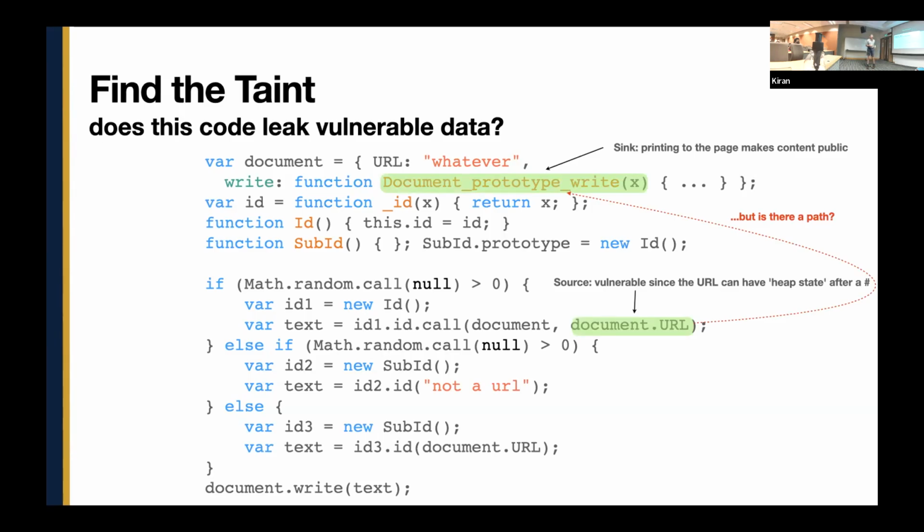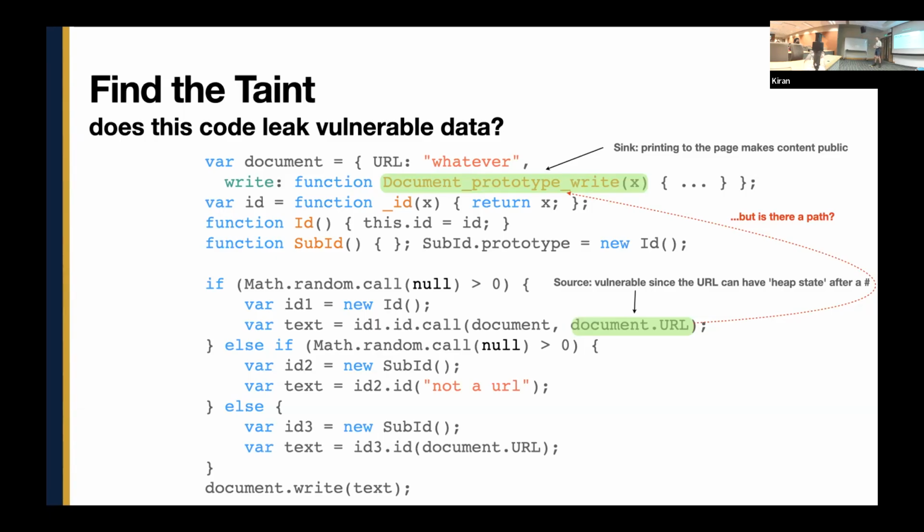It turns out that URLs are actually vulnerable because people do all kinds of things like their own state after the anchor tag and things like that. It's all really, really bad, but people can do it. So potentially, we read the URL and we write to the console. It might leak, right? But is there a path?